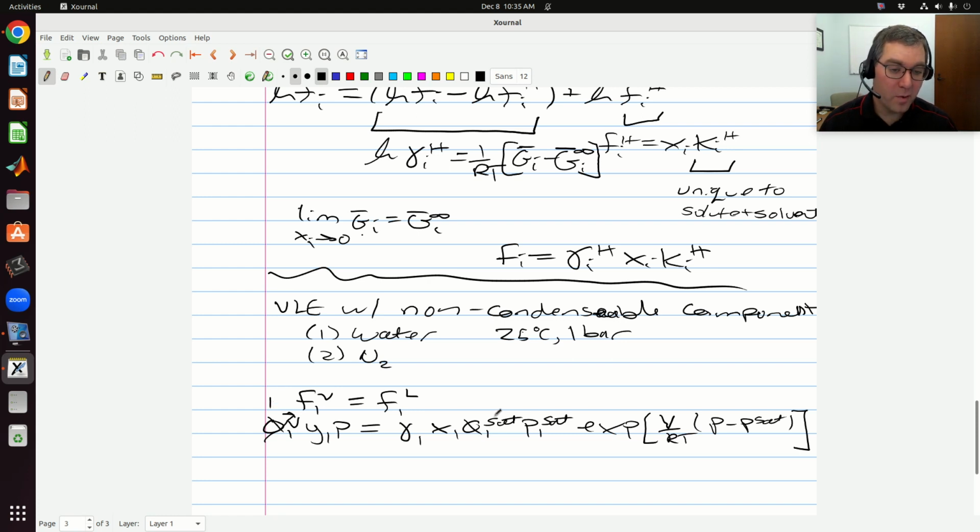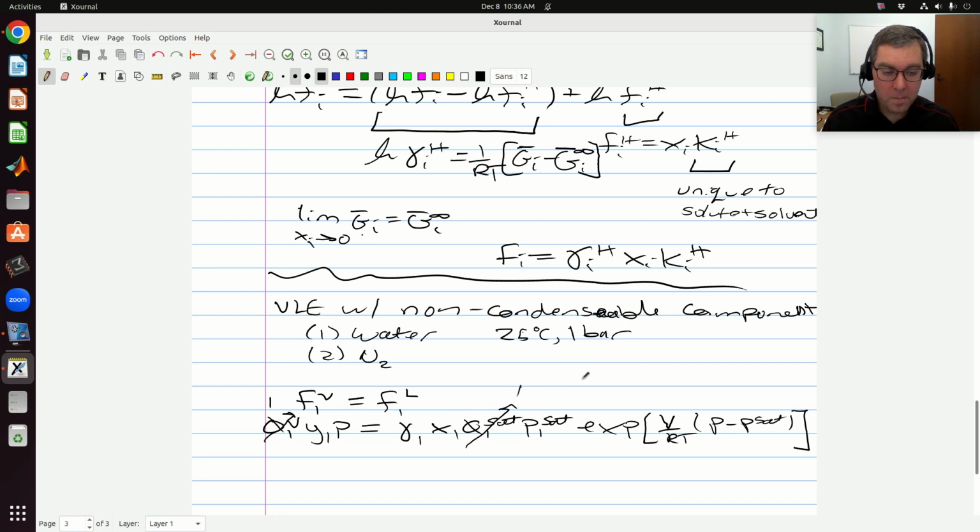Now this would be pure component at saturation at 25 degrees C, pure water at vapor-liquid coexistence. That's going to be at a pressure even less than 1 bar. 1 bar is the saturation pressure at 100 degrees C. So if I'm assuming my vapor phase is an ideal gas at 1 bar, then at even lower pressure it holds.